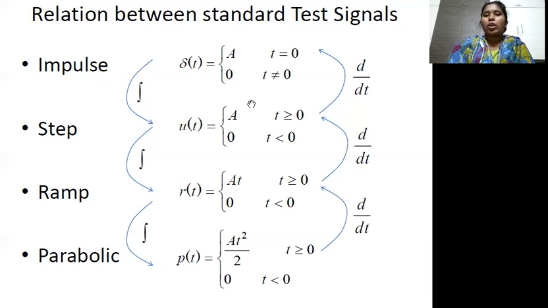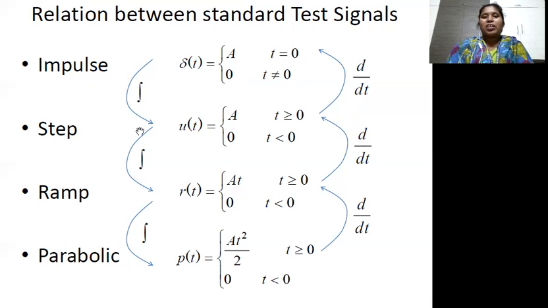So A into 1, what does it indicate? A into 1 is nothing but A, right? So here by differentiating the ramp signal, I am able to obtain the step signal. By differentiating the step signal, what am I able to obtain at t greater than 0? d by dt of a constant is nothing but 0, right? So by differentiating the step signal, I am able to obtain the impulse signal. So this is the relation between the standard test signals.